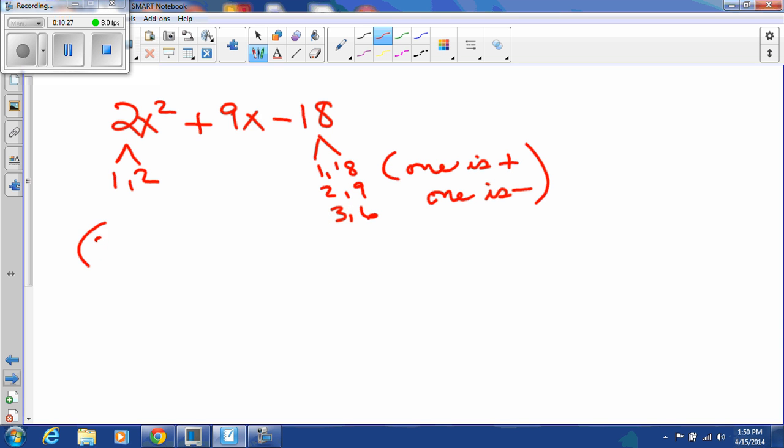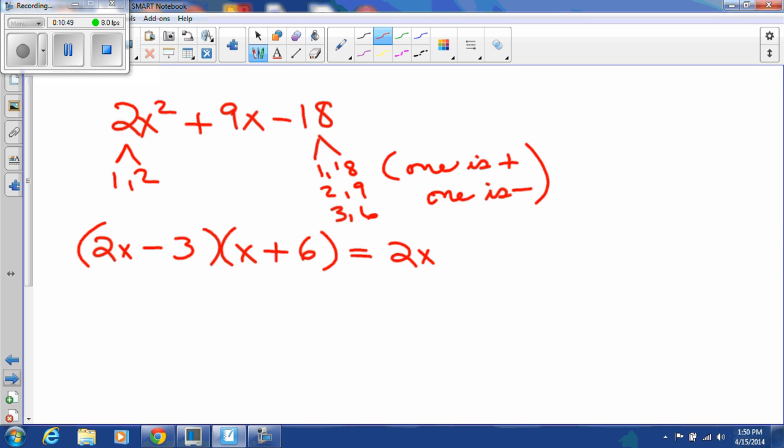My leading terms will be 2x and x. I know inside my binomials I have one positive factor and one negative factor. I'm going to put a 2x minus 3 and an x plus 6. I'm going to multiply to check my answer.